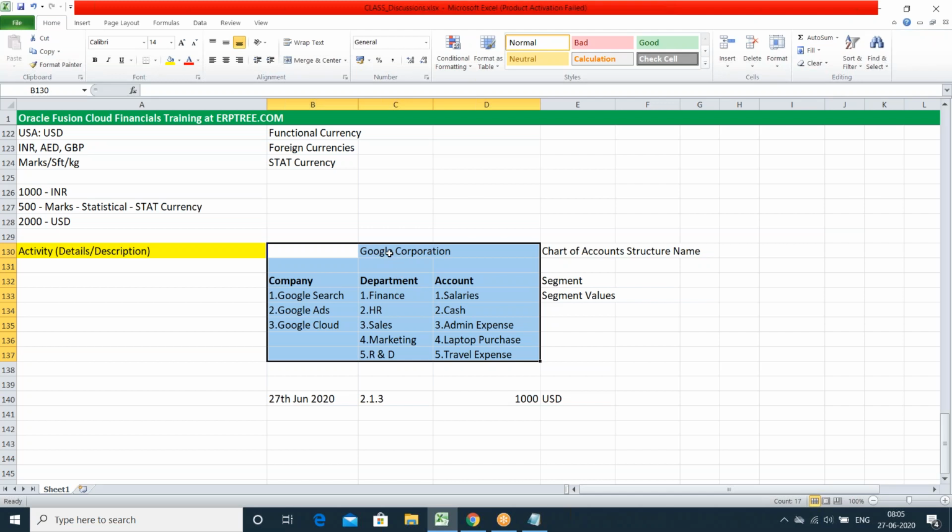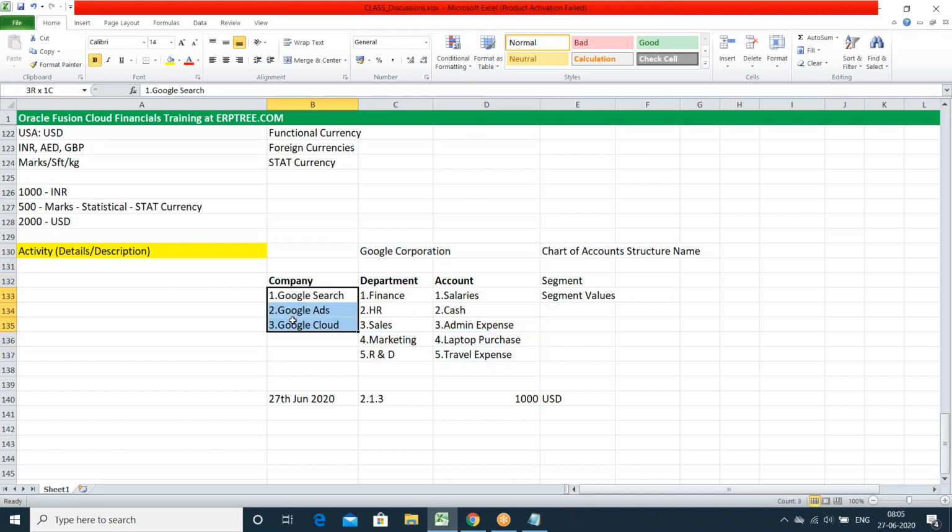If you are going to create the same in the system, giving the titles and maintaining the values, these are all the titles under Google Corporation. This is how you create it with this sort of hierarchy. So we have one feature within the application which we call the accounting flex field, or you can call it the accounting key flex field.